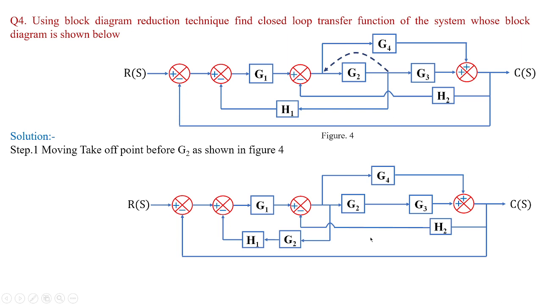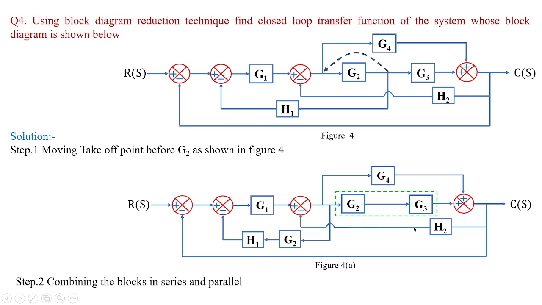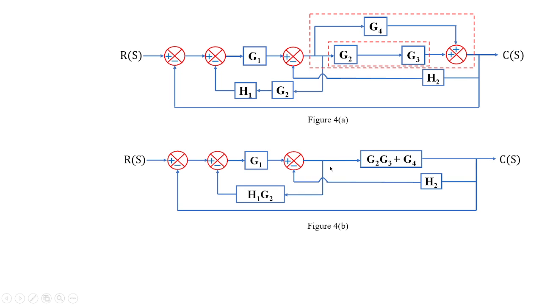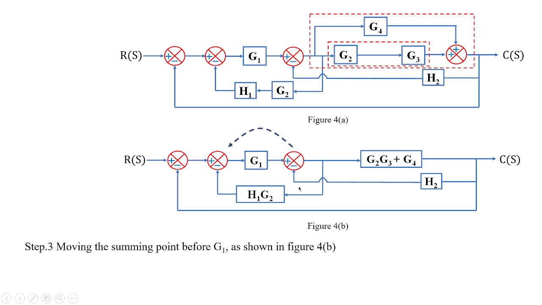Once we are done with this, you can see you have G4 in parallel with the series combination of G2 and G3. So for this, you are going to get the value as G2 G3, the multiplication of G2 and G3, plus G4. So this can be done with this approach. You can see these blocks are eliminated, G2 G3 plus G4, and the rest of the blocks are kept as they are. Now I'm taking this summing point and placing it before G1 as shown in figure 4b.